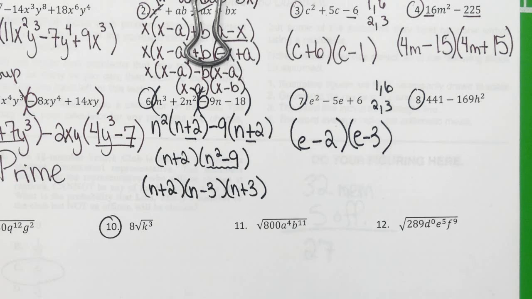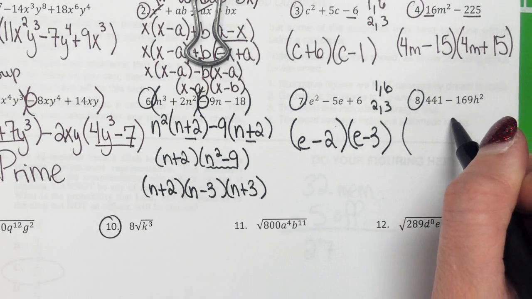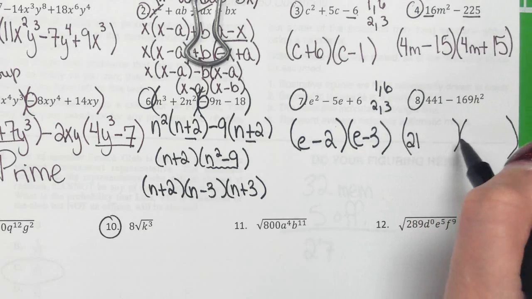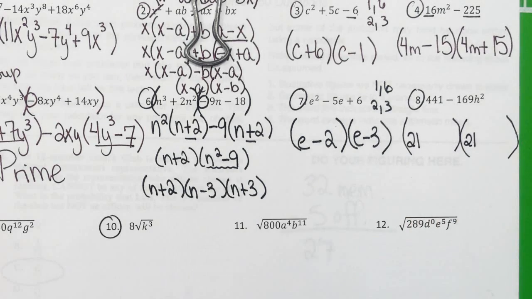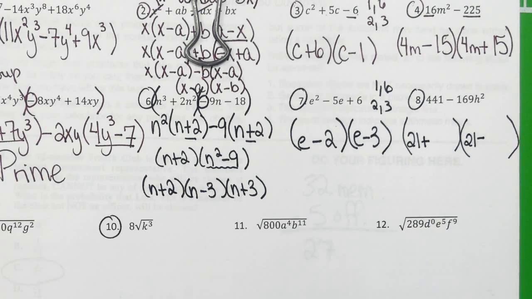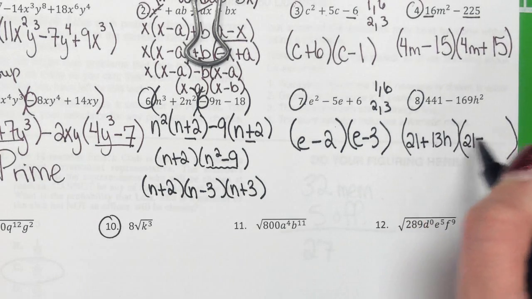Alright, what about number 8? What do you notice about that one? Perfect squares. Very good. So what's the perfect square of 441? 21. Very good. And what 2 signs would make a negative when you multiply them? Positive and negative. And what's the square root of 169h squared? 13h. Very good.